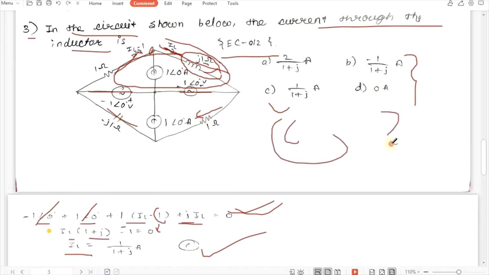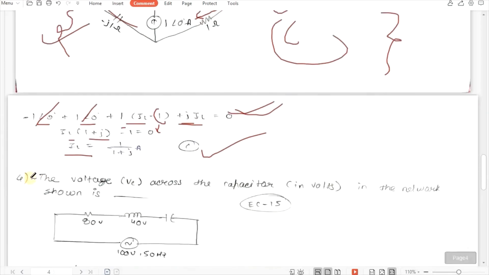So from this sum, what you get is that the circuit may be complex, but it is not the case that your solution will always be complex. It's on you how you use KCL and KVL to get your answer. Now let's move ahead to the fourth sum. This sum is from EC 2015.